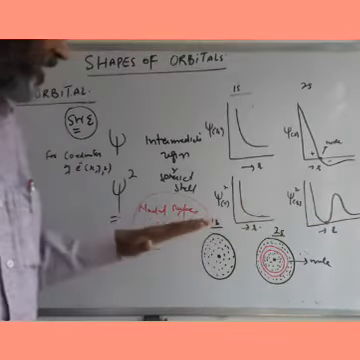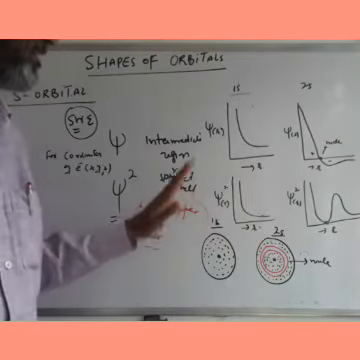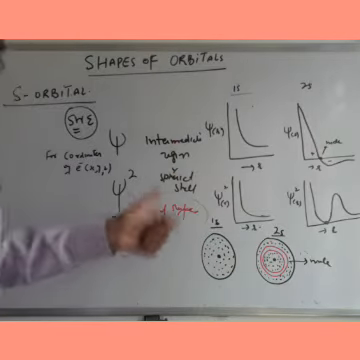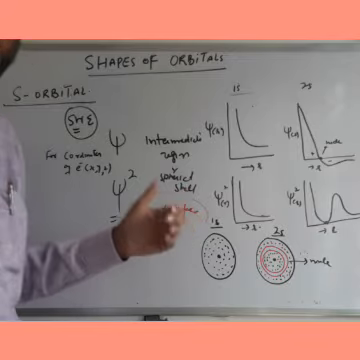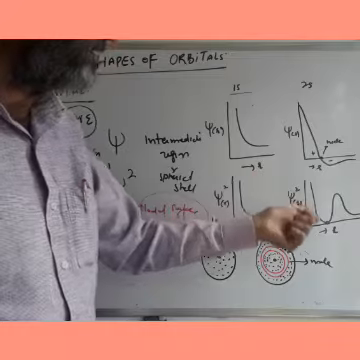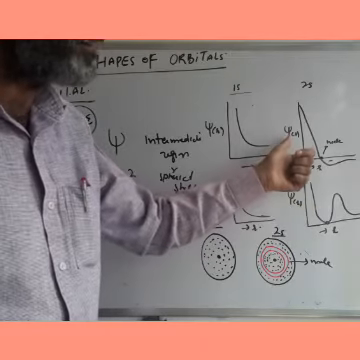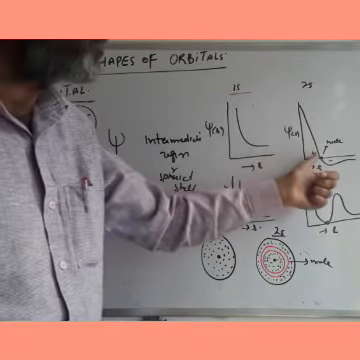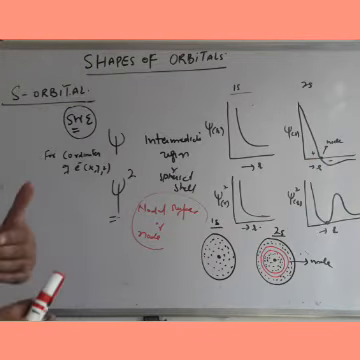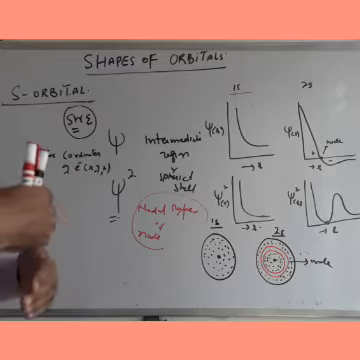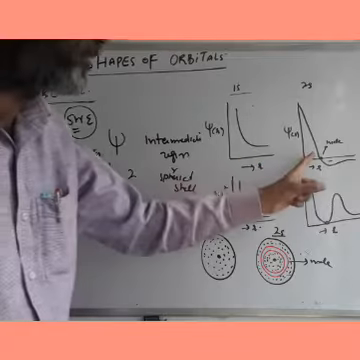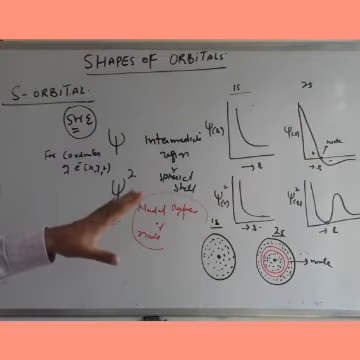Now, a node is a point or region within the 2s orbital where the probability of finding the electron becomes 0. Or we can also say it is the point where the value of psi changes from plus to minus, that is, the sign of the wave function changes from plus to minus.